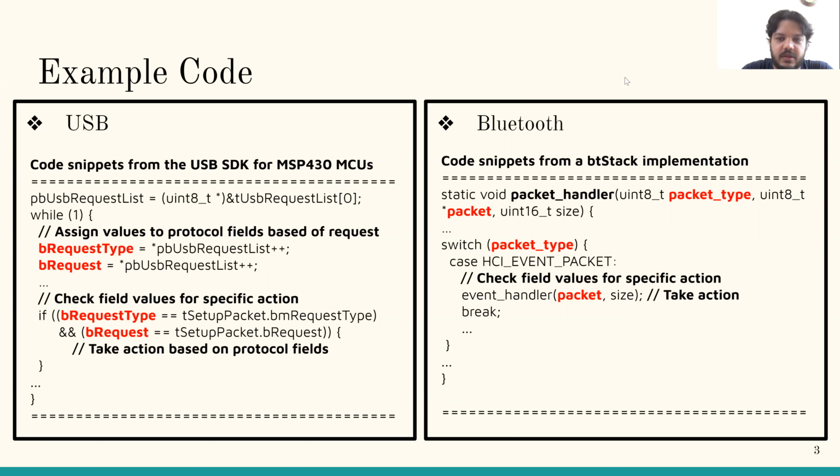Same thing in Bluetooth. Now, in both cases, the names of these protocol fields correspond to their exact names in their corresponding spec. And as you can see, it's very easy to find out protocol relevant fields from this code.